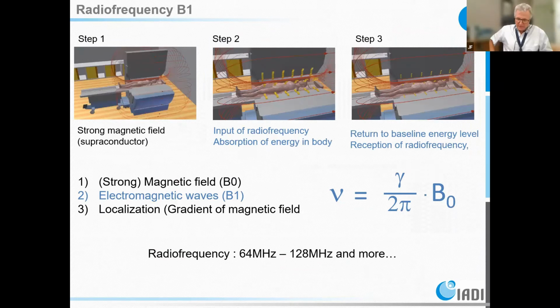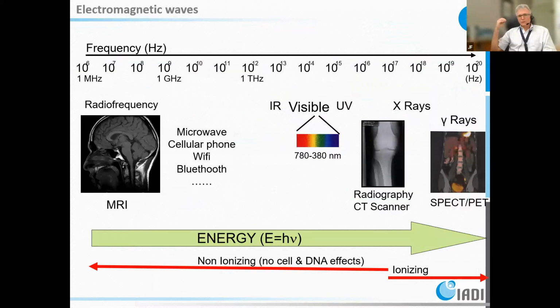The next step is B1. I mentioned before, to do MRI, you need to send radio waves and you acquire radio waves. And you will see this is in the radio frequencies. What we have for 1.5T is 64 megahertz, 128 for 3 Tesla, 300 megahertz for 7 Tesla. Just the first point, but it's very important for us.